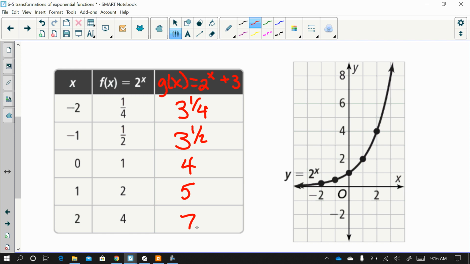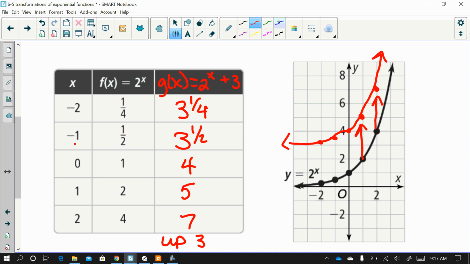So let's go ahead and graph these points. -2, 3¼. So 1, 2, 3, and a little bit more. And I'm going to graph -1, 3½. 0, 4. 1, 5. And 2, 7. I connect those dots. Looks very similar. How did each of those points change? Well, go from here to here, here to here, I just moved up 3.